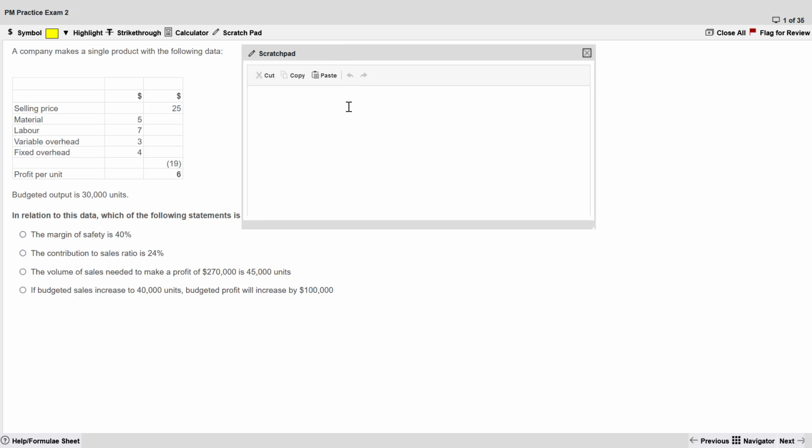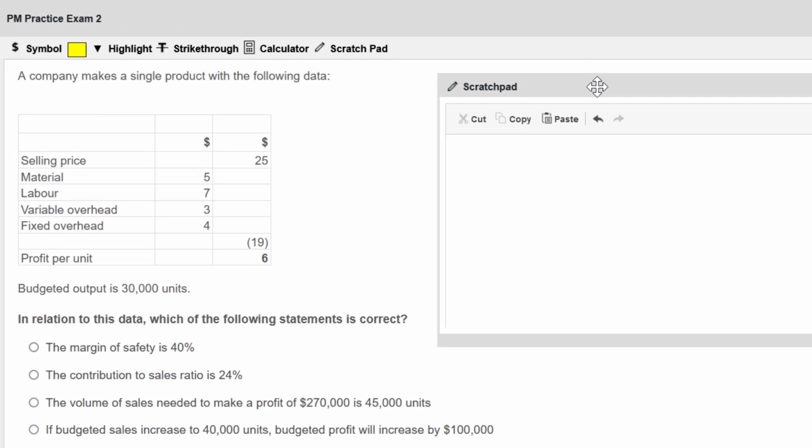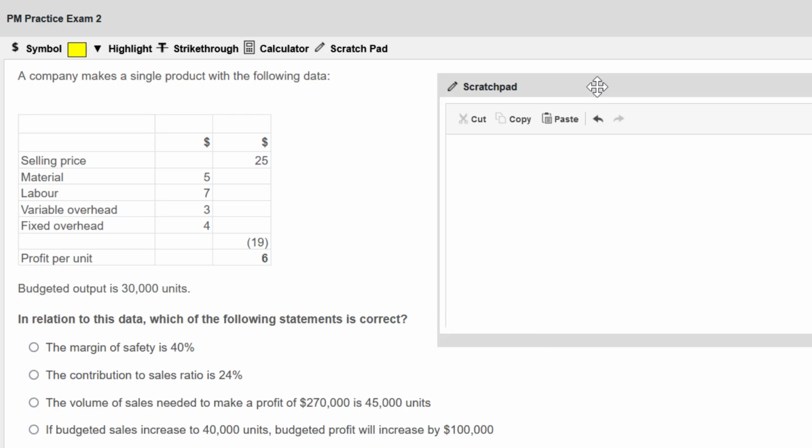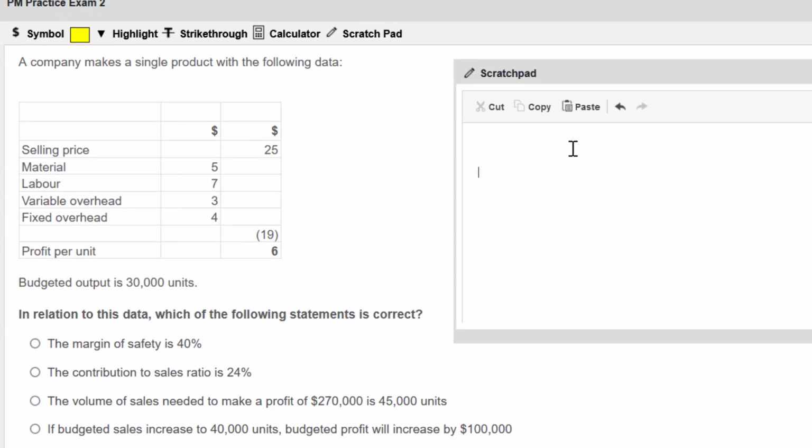What I'm going to do is get organized first, and I'm going to read the requirement, and I see that this is all about CVP. I see margin of safety, I see CS ratio, I see a target profit calculation, and then some change in units. What's the impact on profit? So I need formulas. I will now just write down everything that I see.